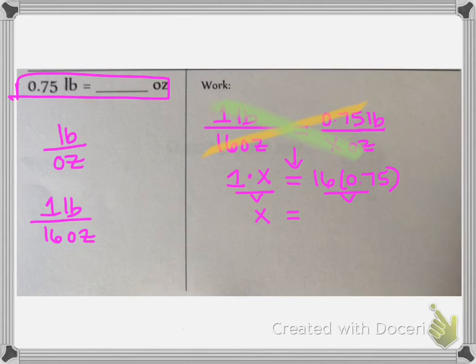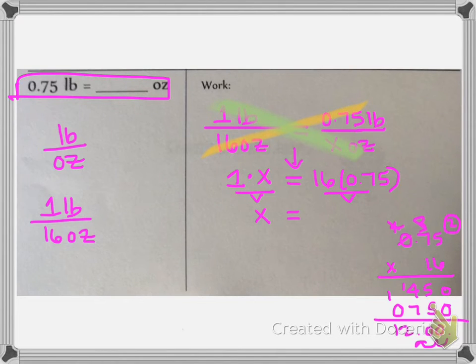So I'm going to set it up. I'm going to put 75 hundredths on top times 16. Remember, do not line up your decimals. I have 2 numbers to the right of the decimal. I'm going to multiply. When you finish multiplying, I would like you to press play and check for your answer.